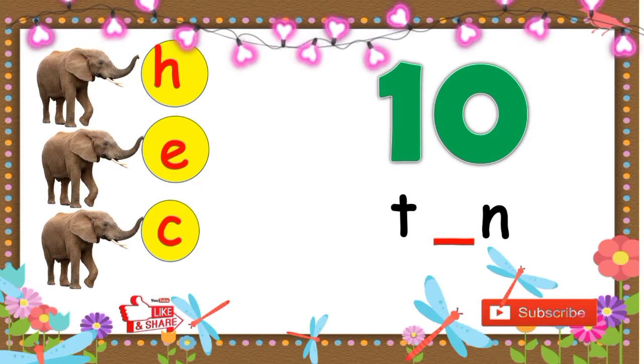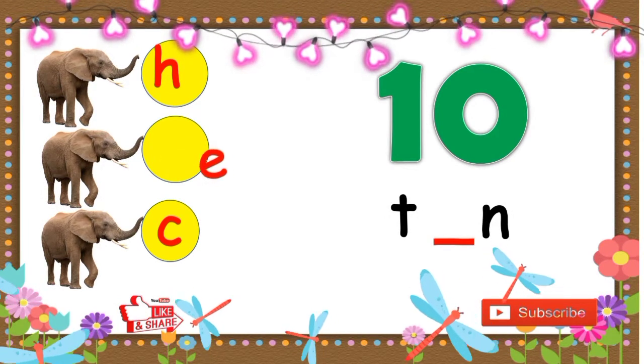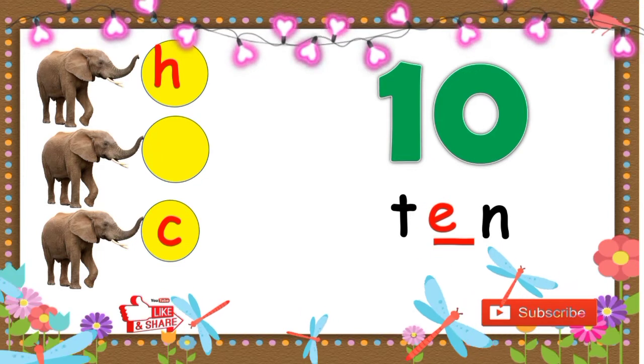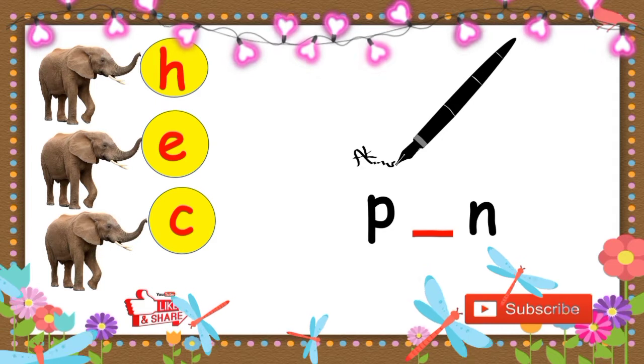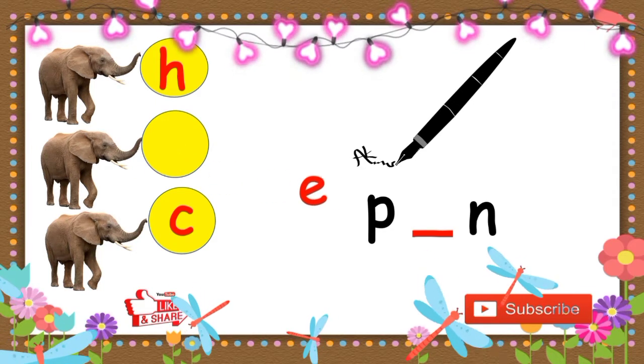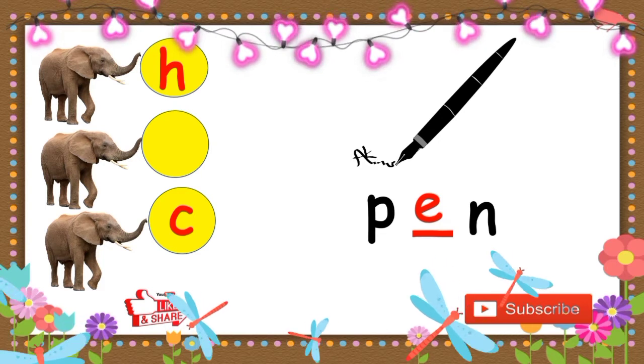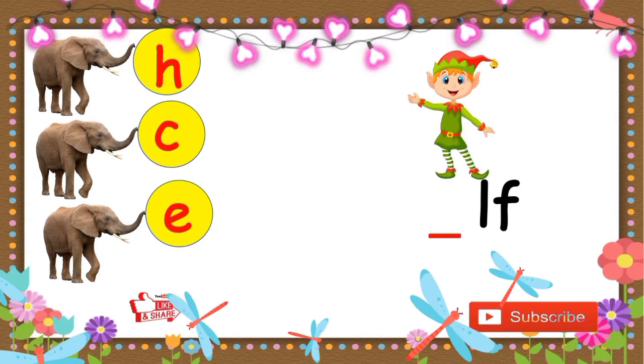Tan. What is the missing sound? Amazing! Next word. Pen. What's the missing sound? And you are right! Wow! Wonderful! Let's go to the next word.